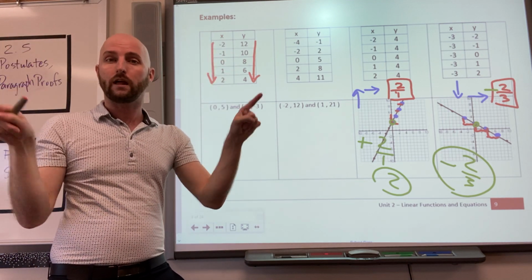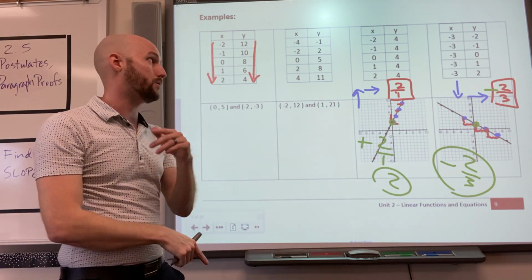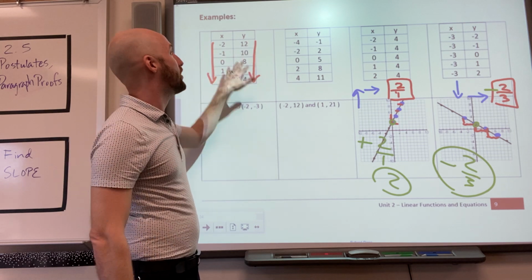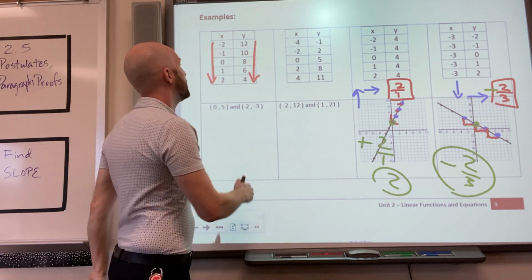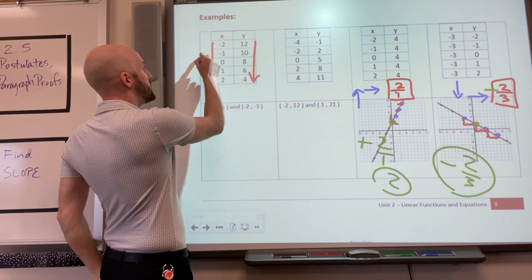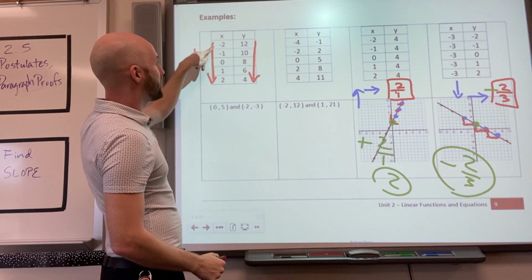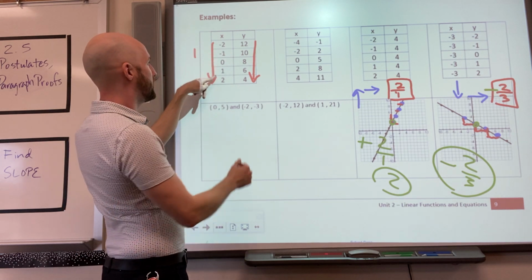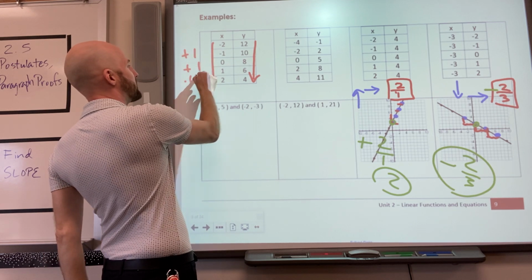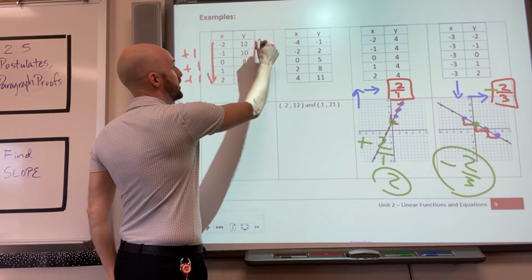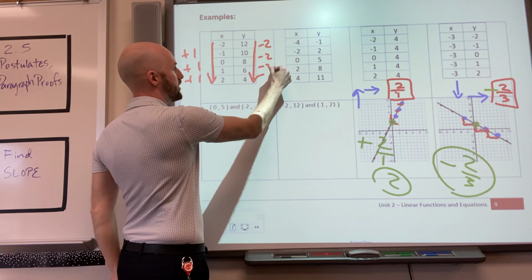¿Cuánto está sumando el lado X y cuánto está sumando el lado Y? How much are we adding or subtracting on the X and on the Y? Here, this change is 1. Okay, it's like plus 1, plus 1, plus 1, plus 1. El patrón es más 1, más 1, más 1, más 1. Here, it's minus 2, minus 2, minus 2, minus 2.